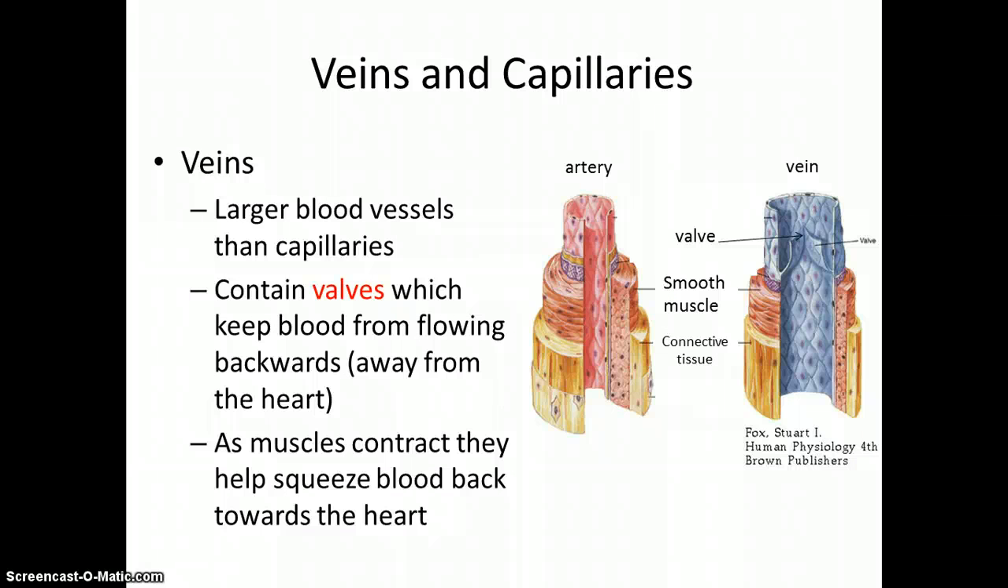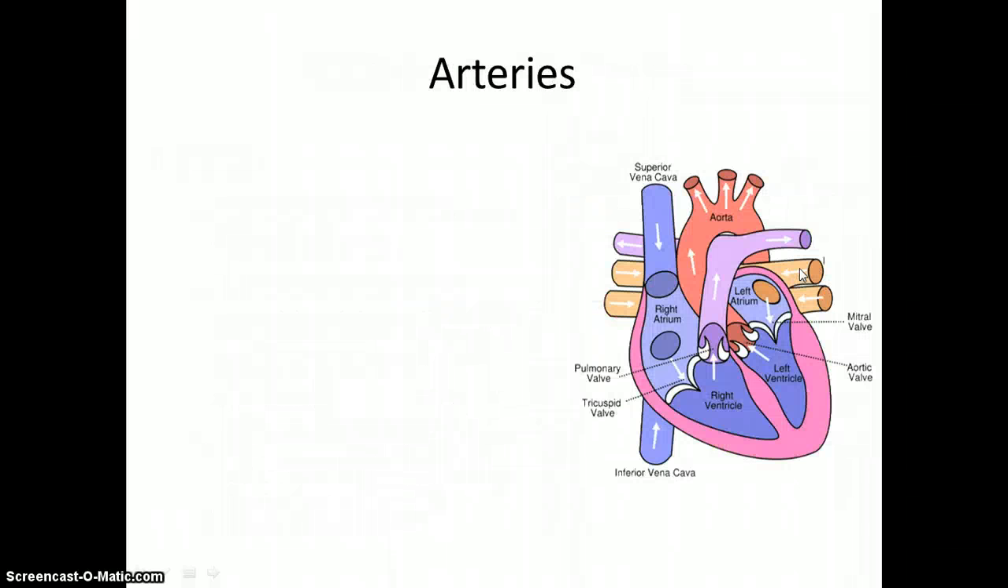As muscles contract in your arms and legs, they help squeeze the blood back towards the heart. Here's a valve where you can see the flap of tissue keeping the blood flowing upwards in this case. The valve keeps it from flowing back downwards.